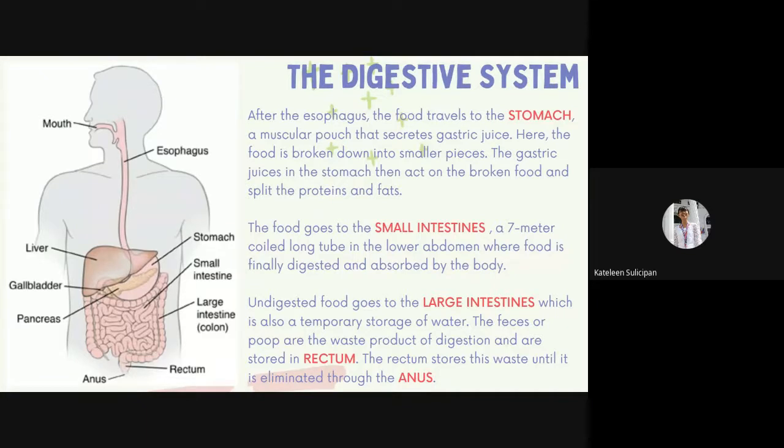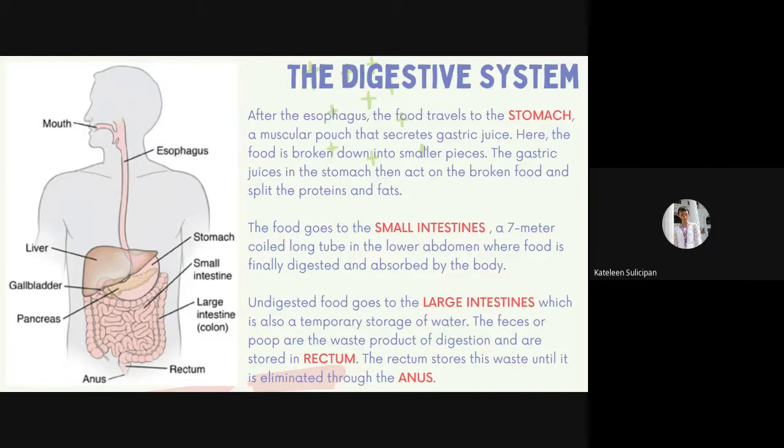And then after sa stomach, pupunta na siya sa small intestines, which is a 7-meter coiled long tube in the lower abdomen where food is finally digested and absorbed by the body. So, pupunta na siya sa small intestines, yung kanin natin na smaller pieces na and is absorbed by the body. So, dito na-absorb yung nutrients from the food sa small intestines. And after the small intestines, pupunta na siya sa large intestines. Yung undigested food goes to the large intestine.